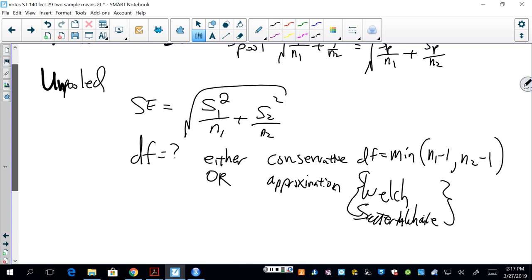To show you how this gets done in R, we could enter a little bit of data.